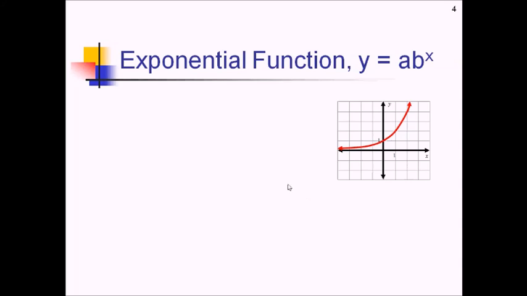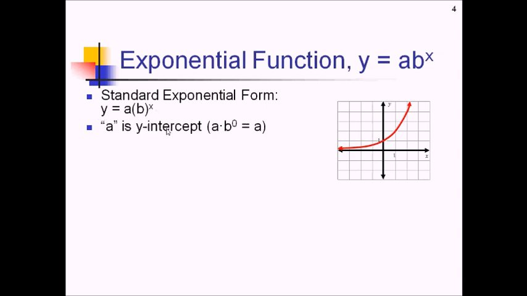So let's talk a little more about these exponential functions. What we've seen so far, that form that I gave you, is standard exponential form. That's when you have some number times a base to the x power. And what makes this an exponential function is that the x is in the exponent. So now the a is going to be our y-intercept. If you plug 0 in for the x, you'll have a times b to the 0, and b to the 0 is just 1, so you get a. So here we have an a value of 1 for this particular function.